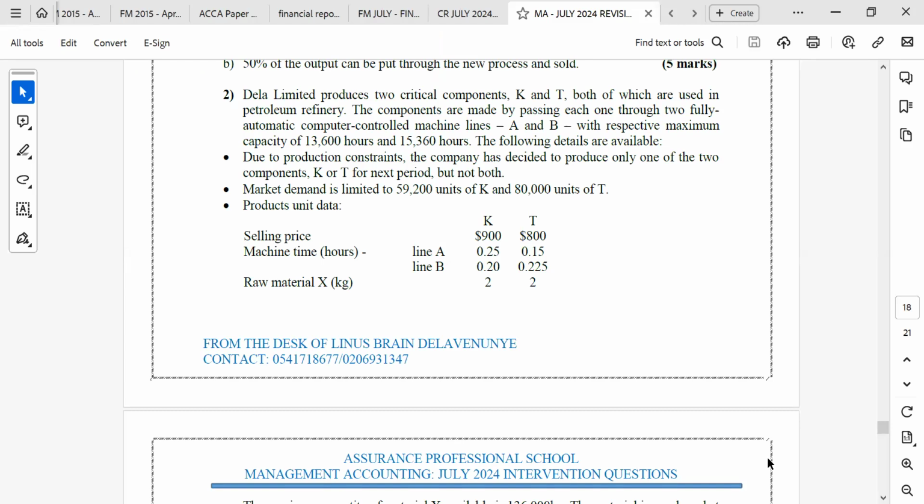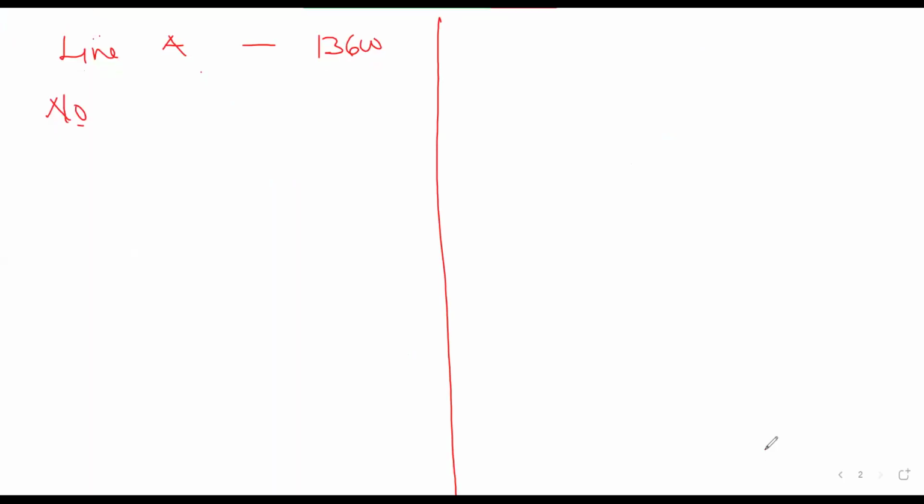13,600. If we want to produce product K, how many units are we going to be producing? The number of units multiplied by 0.25 will give us, I'm getting 54,400. Yes. Okay. So the number of units is calculated as the hours available divided by the hours per unit. So that will give us 54,400 units.